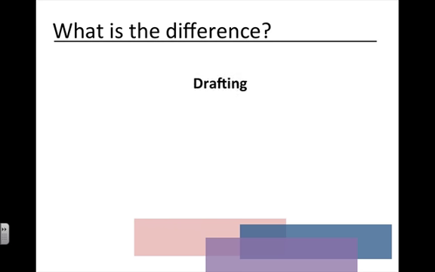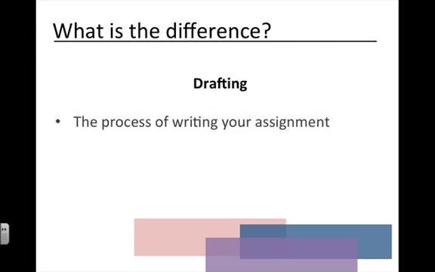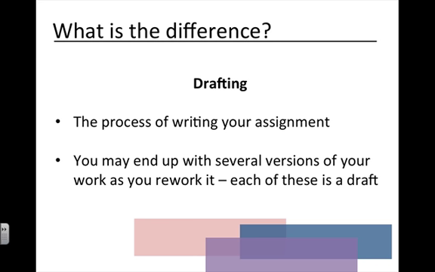So first of all, drafting. This is the process of writing your assignment. It's often what we think about when we think about writing essays. It's that first stage where you're getting all your ideas down into some kind of coherent structure. And you may end up with several versions of your work as you rework it through the process. Each of these is a draft.